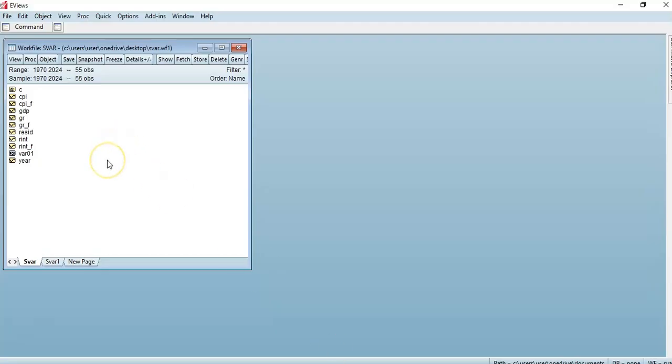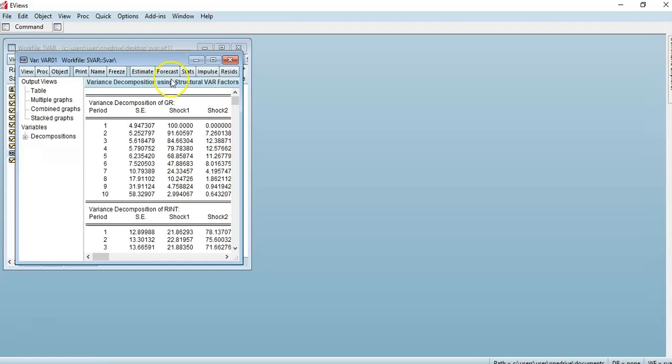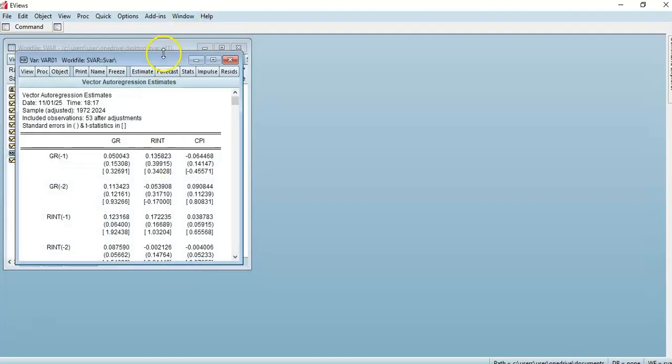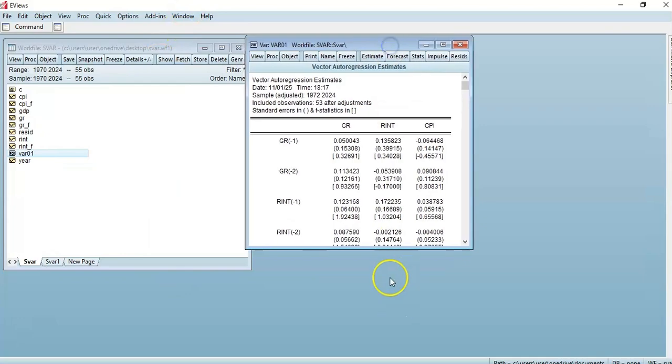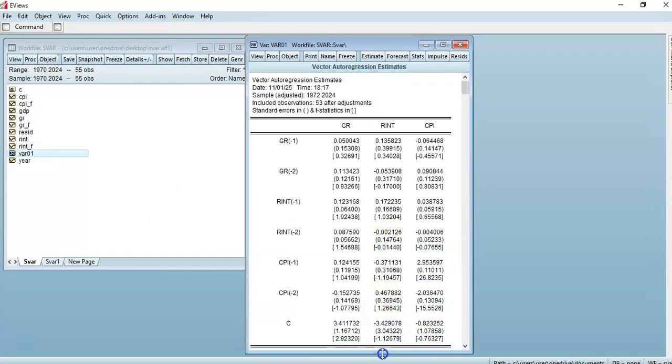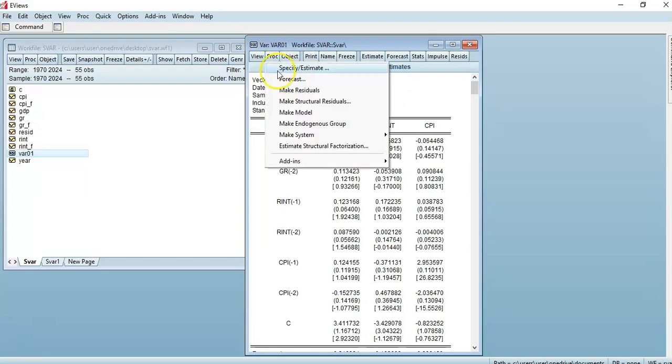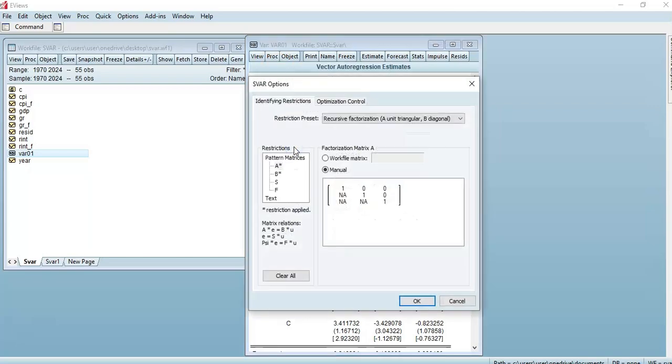Okay, this is the EViews platform. The VAR has already been done. So you can go and check the video to get to know how the vector autoregression can be done. So in the VAR object, we click on proc, and we click on estimate structural factorization.